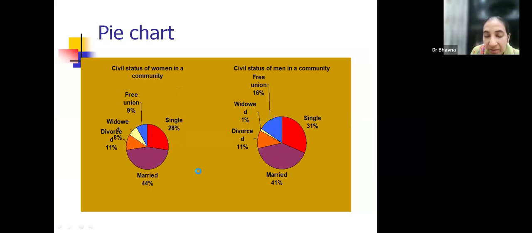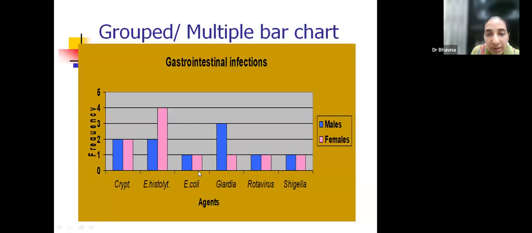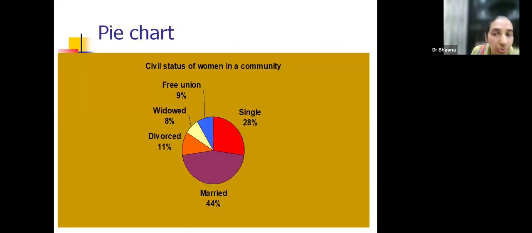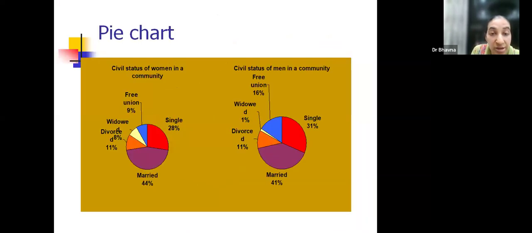For example, in this example, what did we do? We compared males and females, the stool samples or GI infections in males and females, and we drew a single multiple bar chart. But in the case of a pie chart, you cannot do this. You have to have two separate pie charts for two separate variables, okay? See, what is the civil status of women here? This pie chart represents the civil status of women. This pie chart represents the civil status of men in a community, okay?